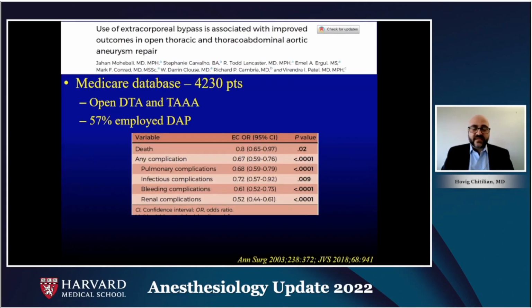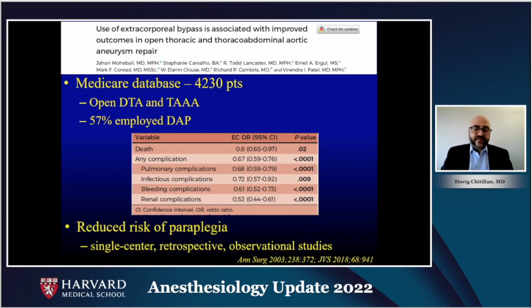This is a database review, a Medicare database review of about 4,200 patients undergoing open descending thoracic and thoracoabdominal aortic aneurysm repair, in which half the cases employed distal aortic perfusion or aortic femoral bypass. After controlling for potential confounders, they found that the cases in which distal aortic perfusion was conducted were associated with a significantly lower mortality, as well as a significantly lower incidence of any complication, including pulmonary, infectious, bleeding, and renal.